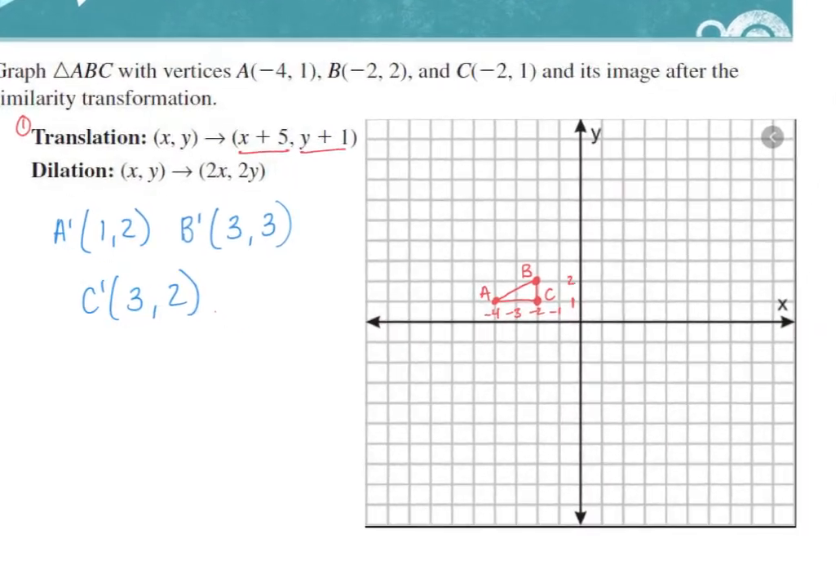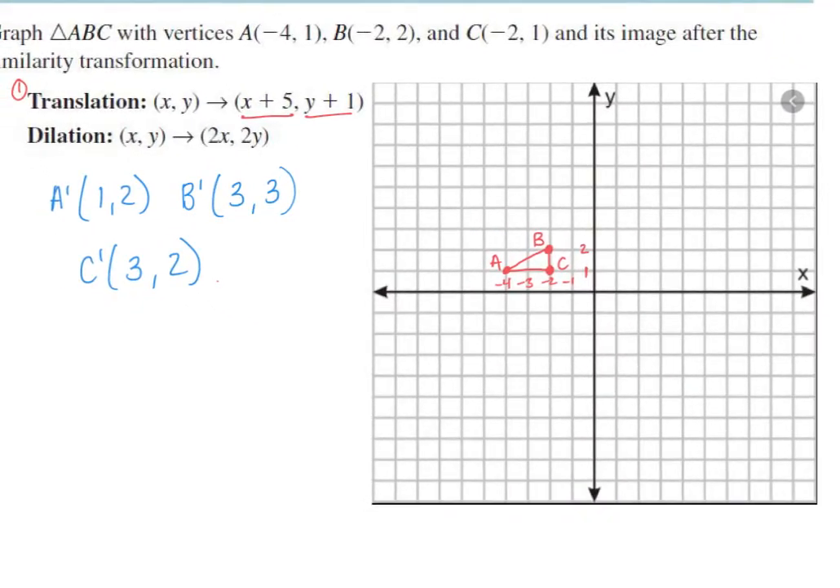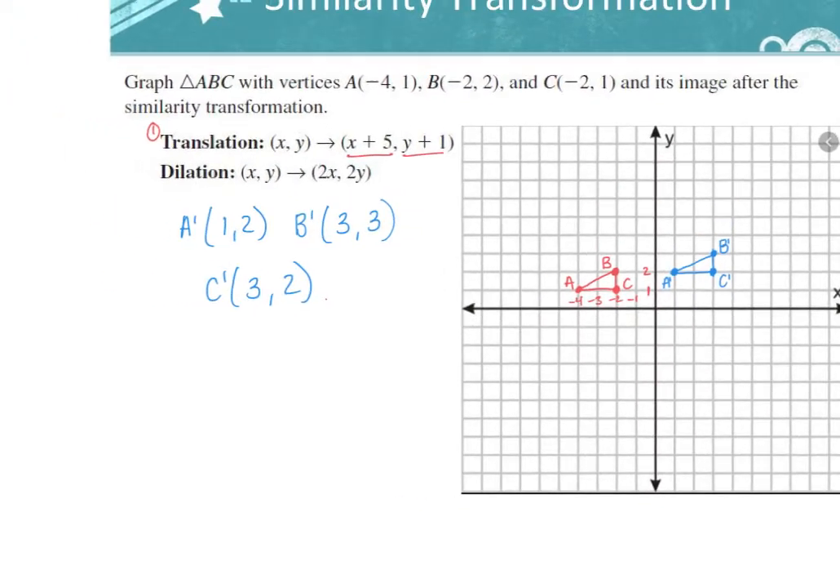Let's plot those. So A prime at 1, 2 is going to be right here. B prime is going to be at 3, 3 right here. And C prime is going to be at 3, 2. Perfect. That's after one transformation, okay?